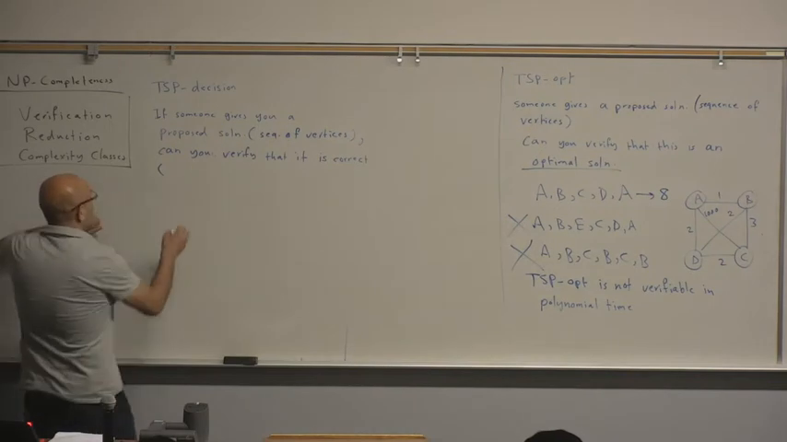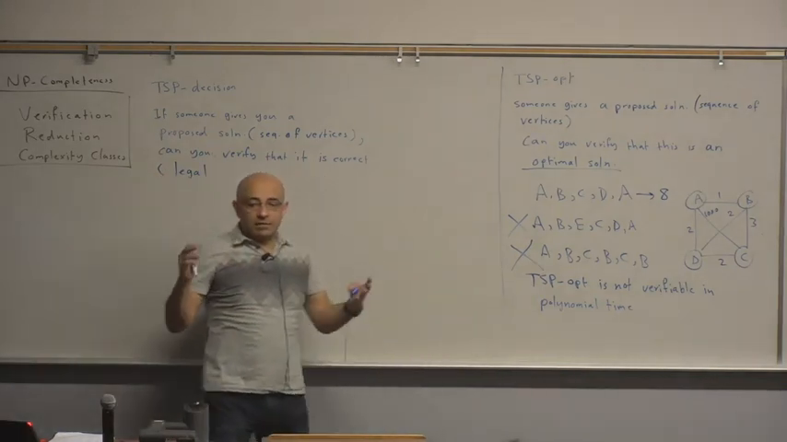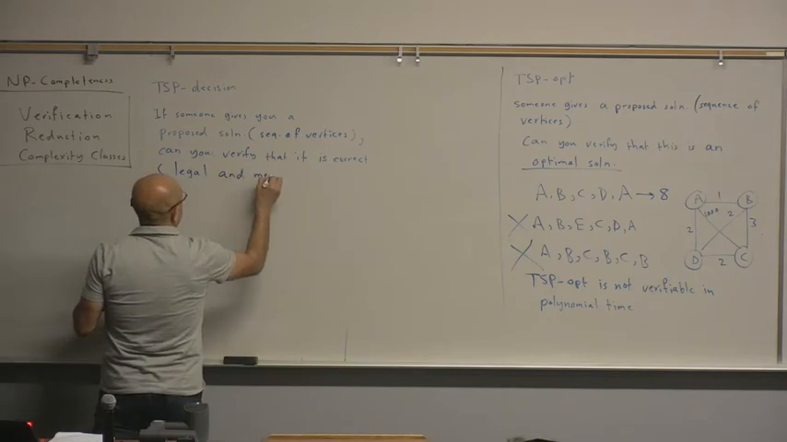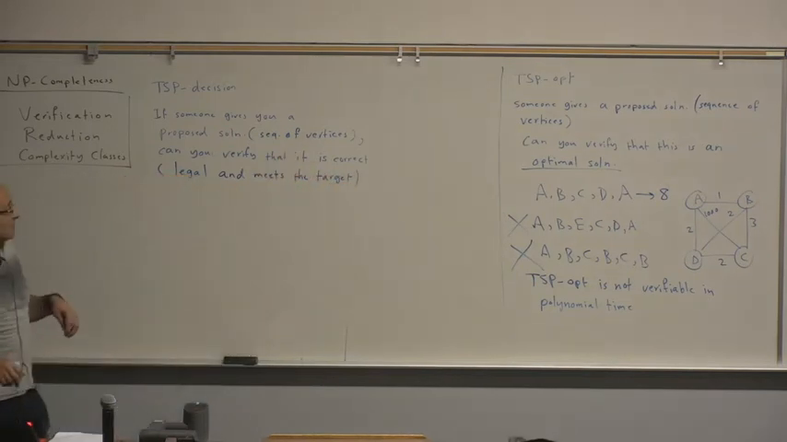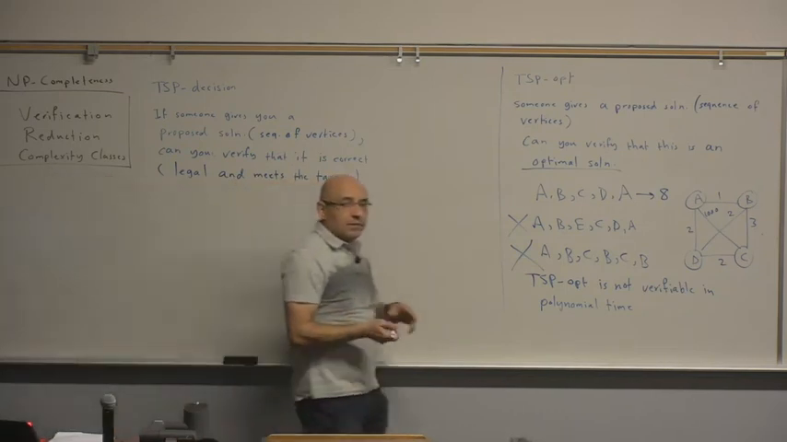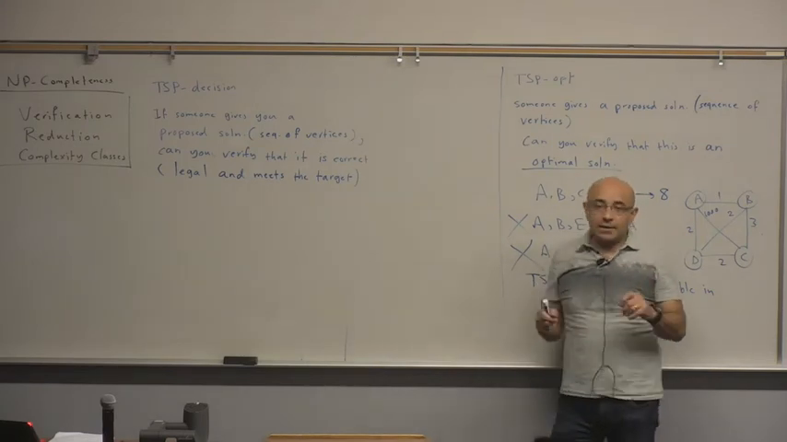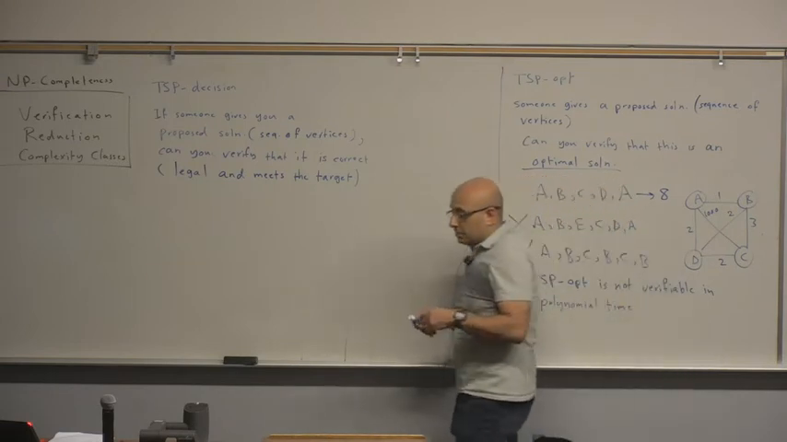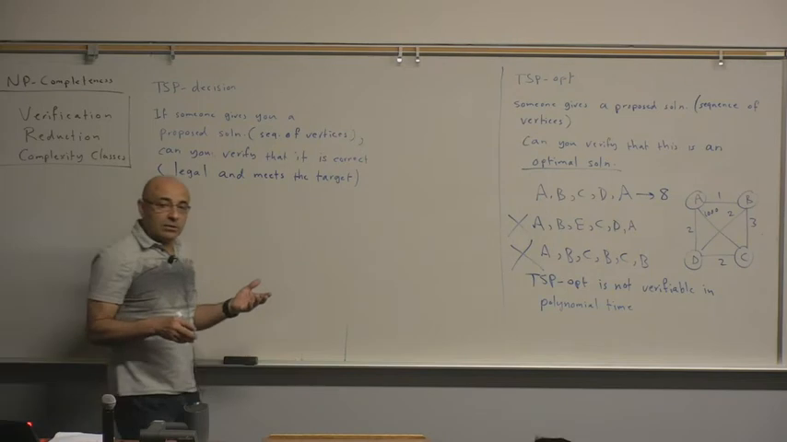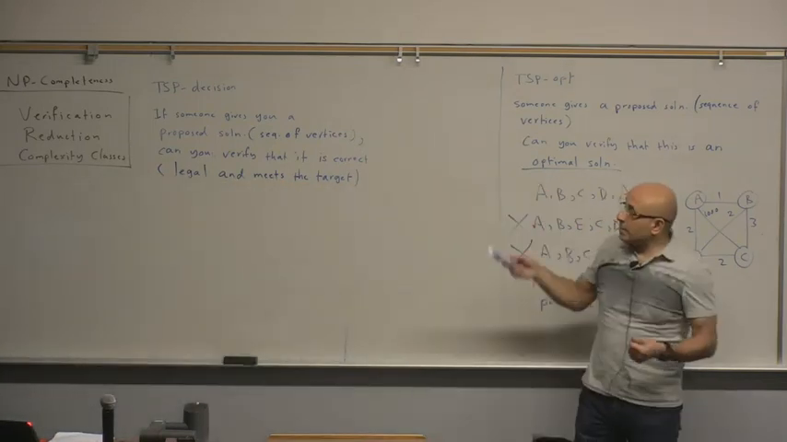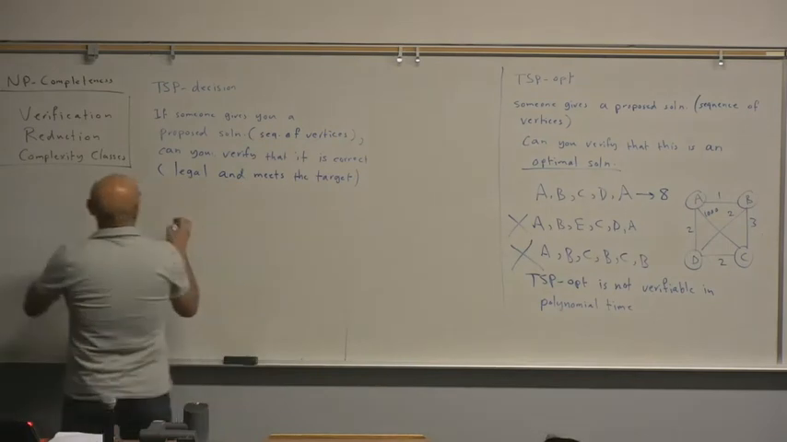So correct here means it's legal. It's indeed a simple cycle that belongs to the given graph and meets the target. Or is less than the target? Well, the target is normally less than or equal or greater than or equal. So legal here means you verify that all the vertices exist in the graph, which you can do in polynomial time. You just search for these vertices. You can verify that no vertex is repeated. And then you just sum the edge weights, and if they are less than or equal to the target, then that's a correct solution. So is this something that you can do in polynomial time? Yes, you can.